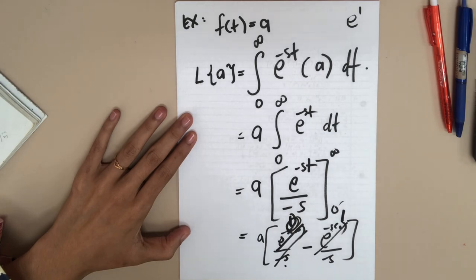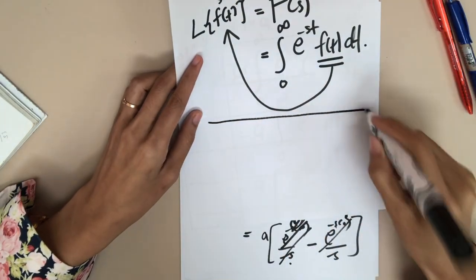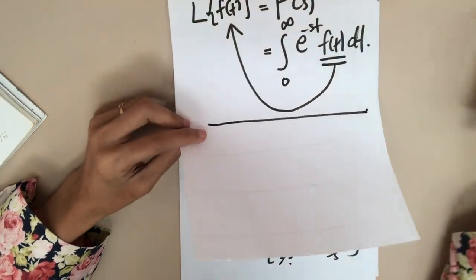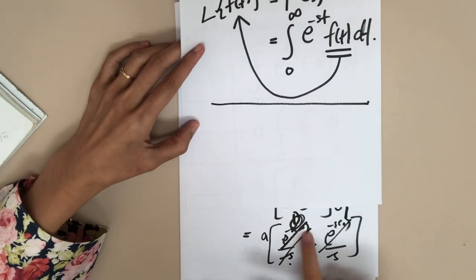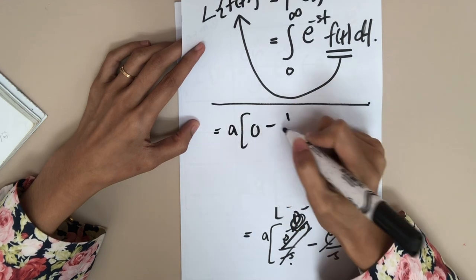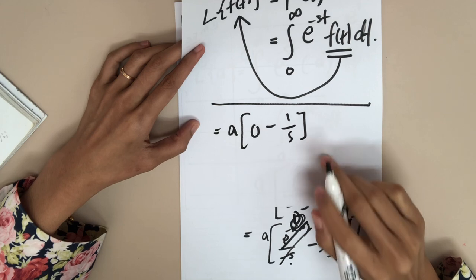Okay, I continue it here. I just want to fully utilize the space here. So A here is 0 and here is negative. Okay, 0 minus 1 over S. This is how we write it.